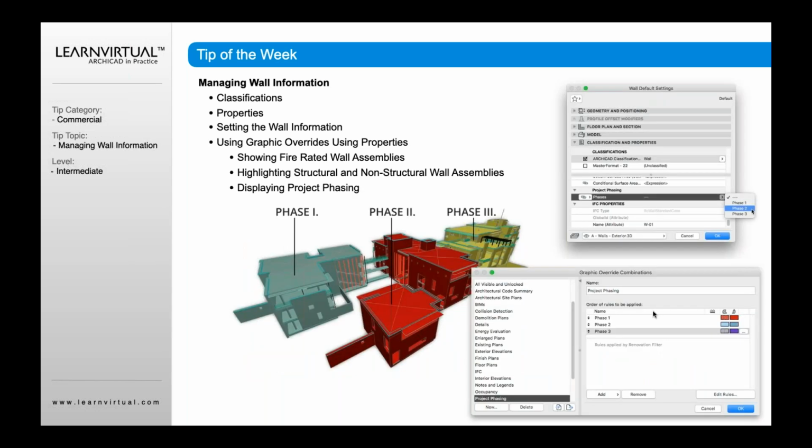We could use it also to show phasing. So we could actually create a phasing property. We could assign information to be phase 1, 2, 3, and then we could create views that show specific phasing for each view based upon the property.